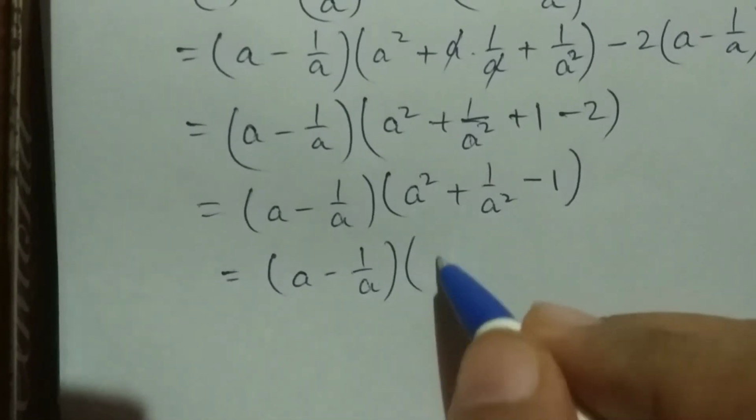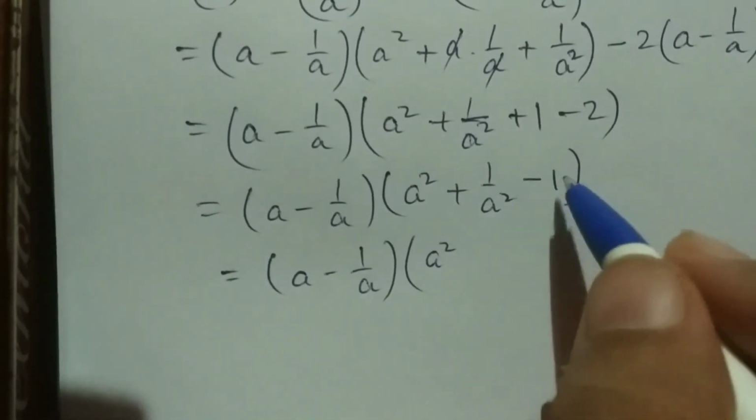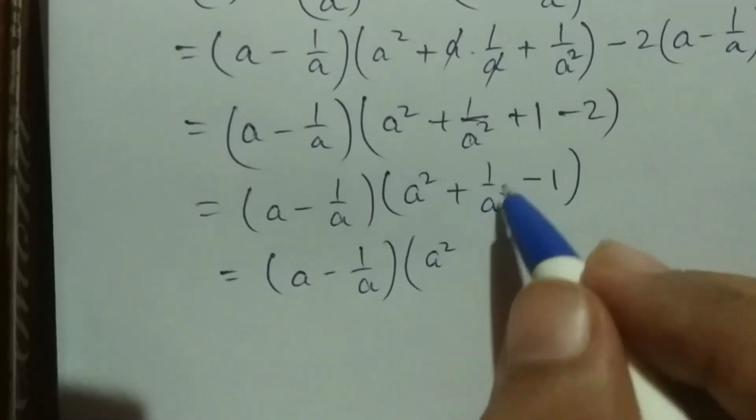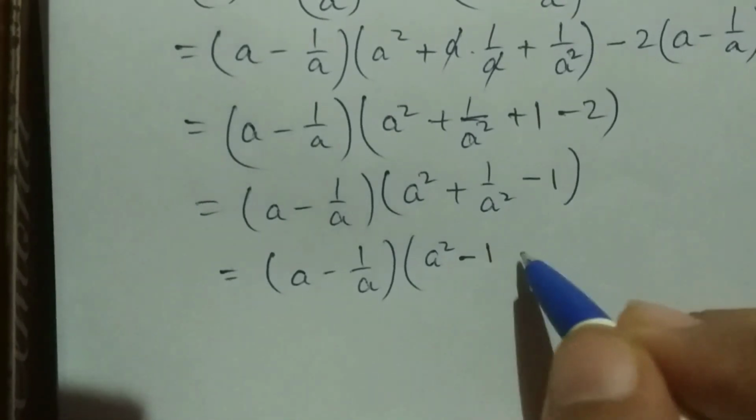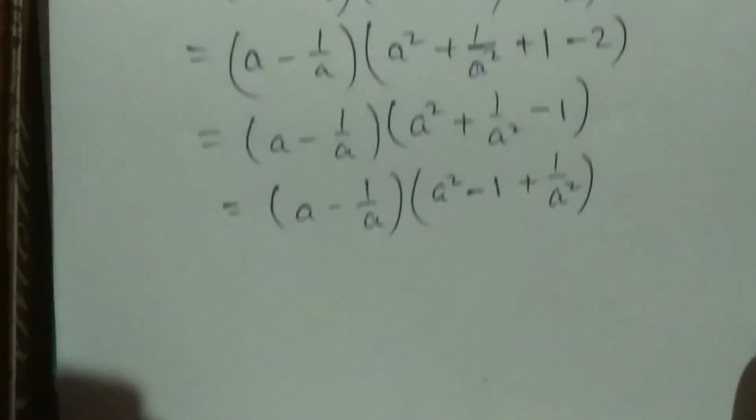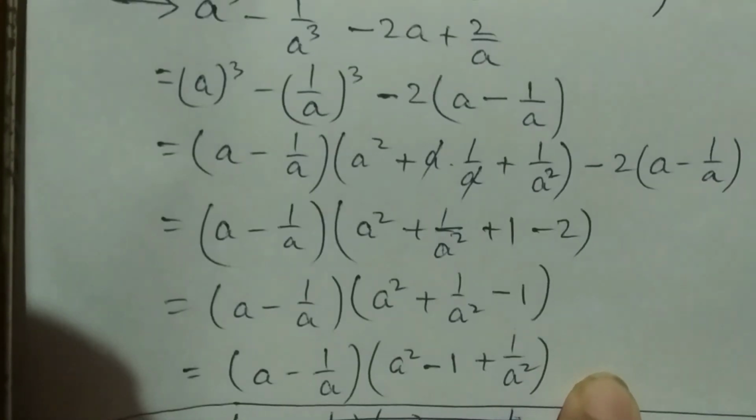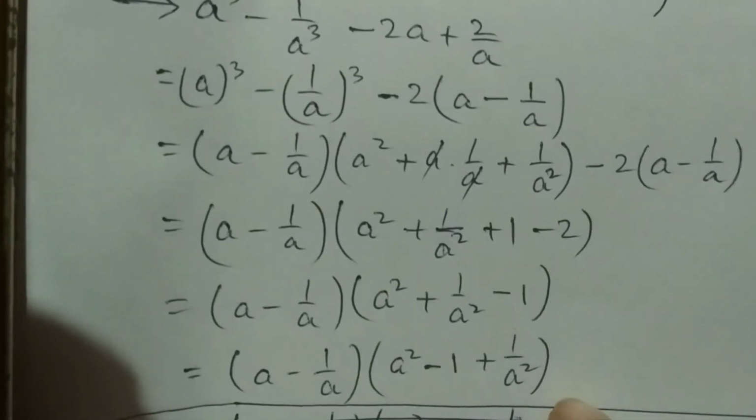If I put a square in the middle and transfer this to the right side, it means a square plus 1 by a square, and here we need to show. If I write like this, or if I write up to this, then it will be complete.